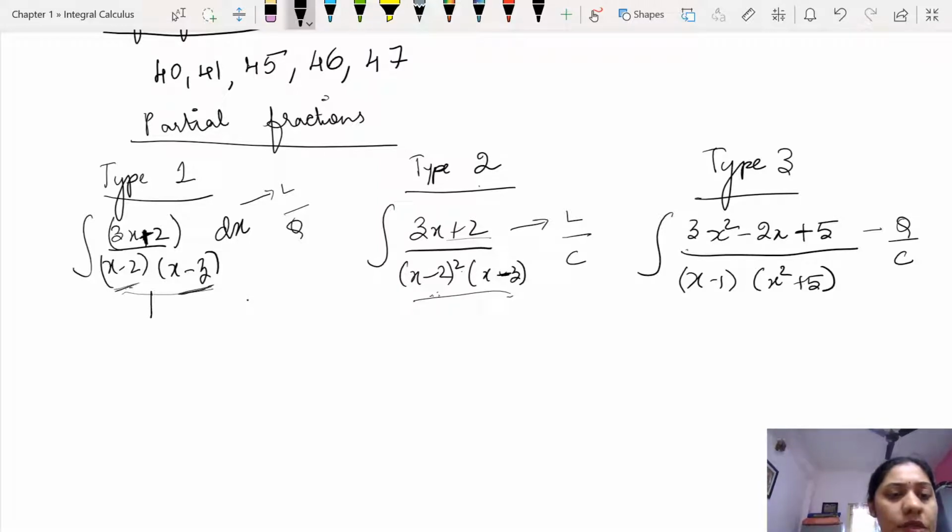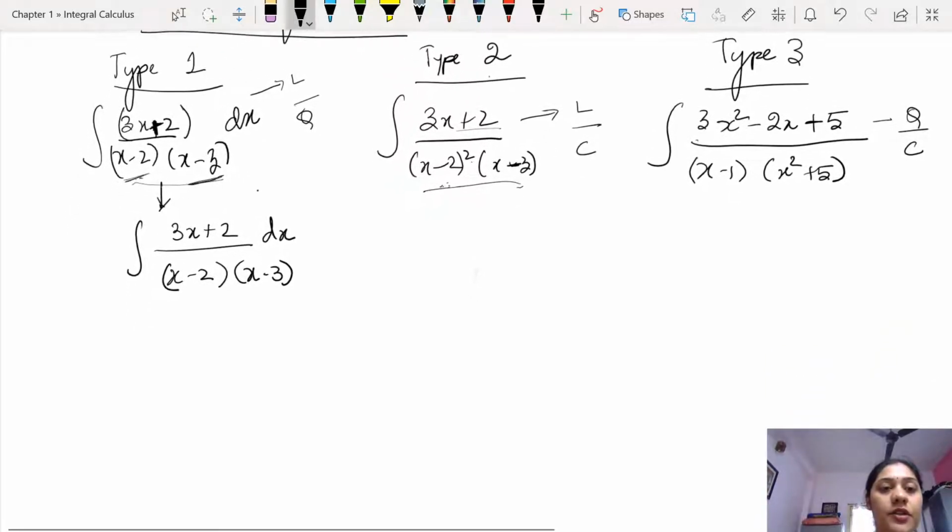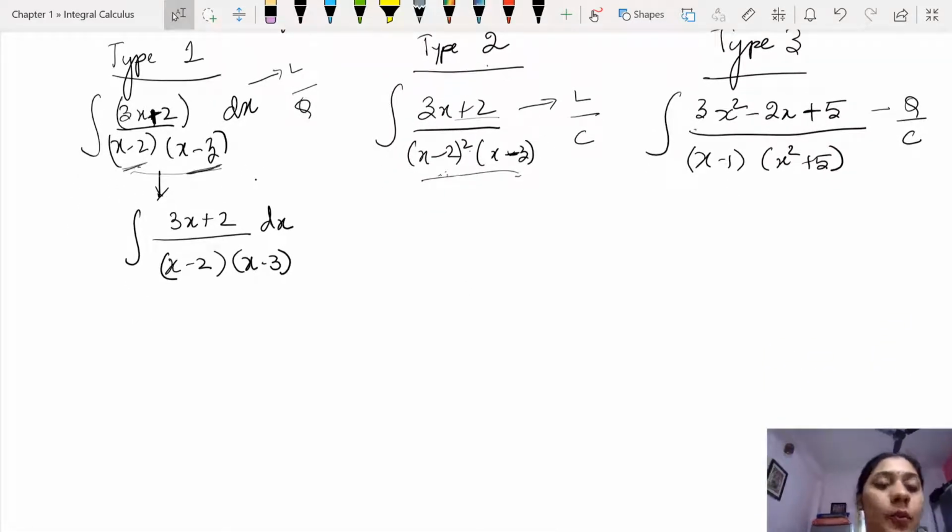So let us look at the first one. How are we going to solve type 1? In type 1, let me write the question once again neatly. The integral of (3x + 2) divided by (x - 2)(x - 3) dx. In this function, what we will do is split this function into two parts.